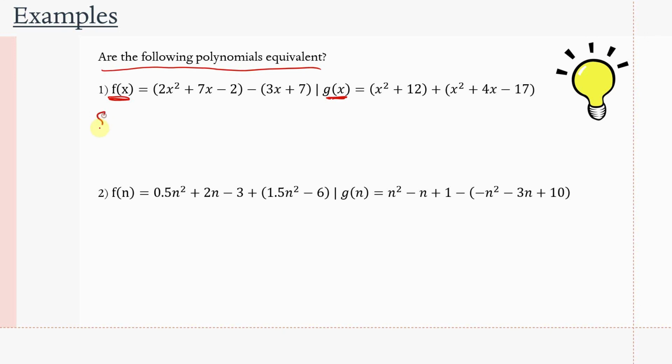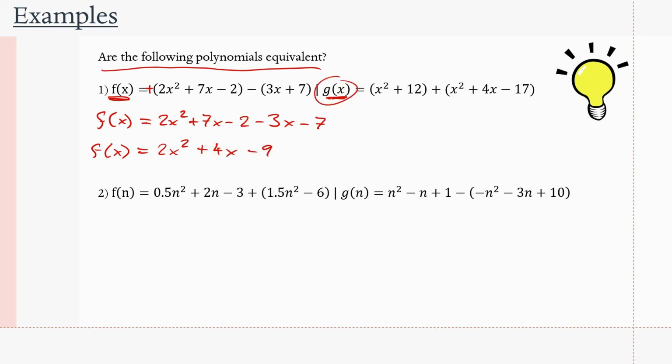So let's simplify f of x first. First, let's get rid of the brackets. There's a positive here, so all the signs are going to stay the same. So we just take out the brackets. Everything stays the same. Here we have a negative in front of the brackets, so we are going to change the signs to the opposite sign. So we have a positive 3x, we make it a negative 3x. Positive 7, we make it a negative 7. Now we collect like terms like we've done before. There's only 1x squared here, so keep that. There's 2 x's, 7 minus 3 will give us 4x, and negative 2 minus 7 will give us negative 9.